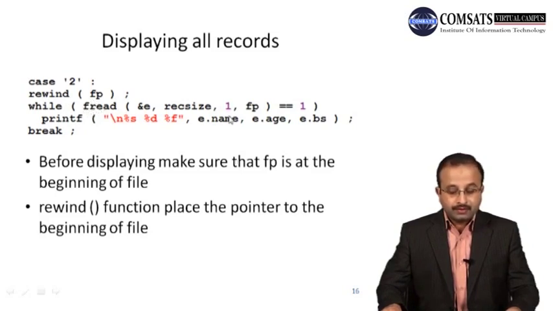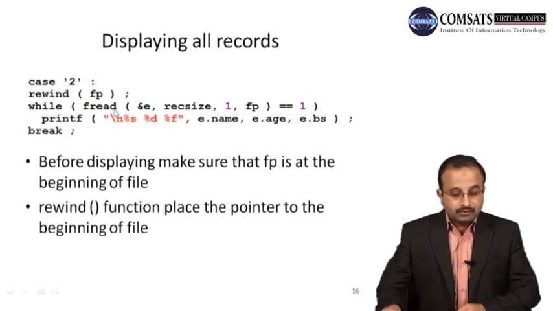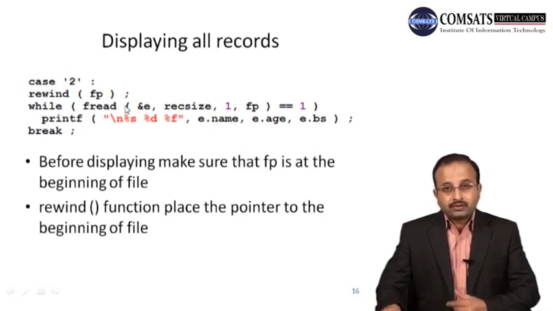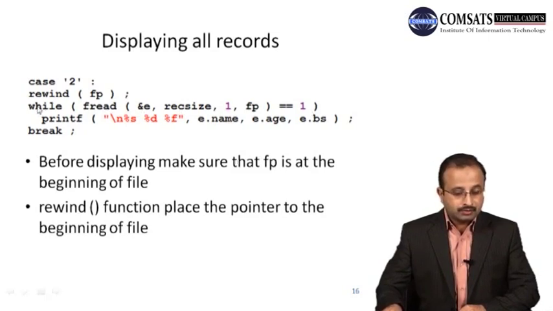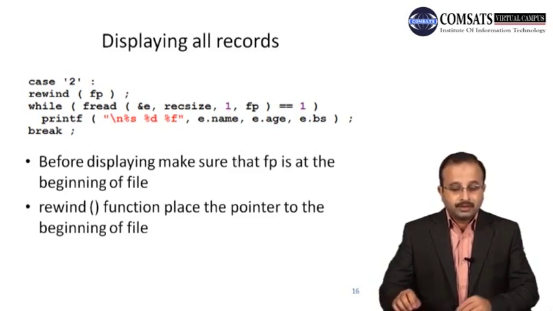So when the record is successfully read, fread function returns 1. एक record read कर लिया successfully. When the last record is displayed, then the file pointer points to the end of the file, and then fread will return a value that is not equal to 1, because उसने record read नहीं किया और 0 return करेगा, so 0 is equal to 1, the condition becomes false. Then it comes outside the loop. So for displaying of a record, you have to make sure that the file pointer points to the beginning of the file. You have to move the file pointer to the beginning of the file before displaying the record.